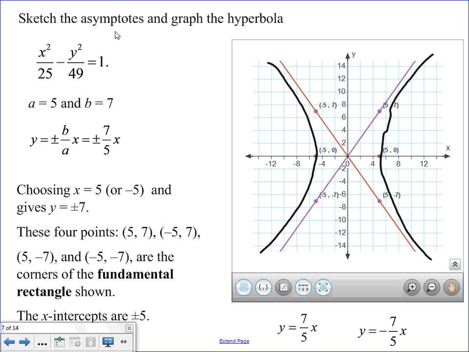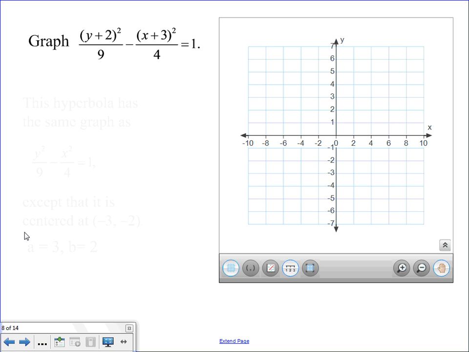So sketch the asymptotes and graph the hyperbola. And you have to do that to graph the hyperbola. I kind of made a little boo-boo there, but you have to do that. Otherwise, you can't really graph it very well. Okay, so graph this one.